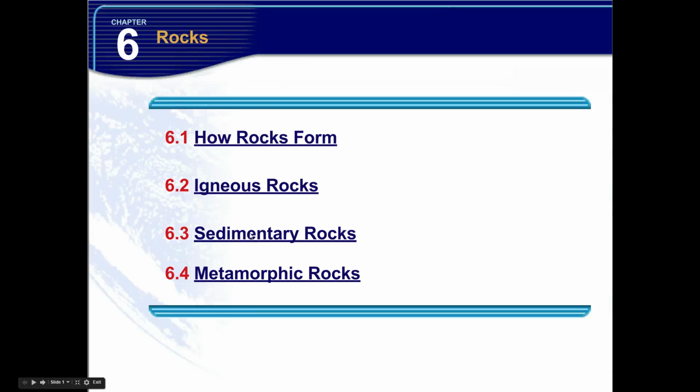Chapter 6 on rocks. 6.1 how rocks form. 6.2 the first of the major types of rocks, igneous rocks. 6.3 sedimentary rocks, and 6.4 metamorphic rocks.